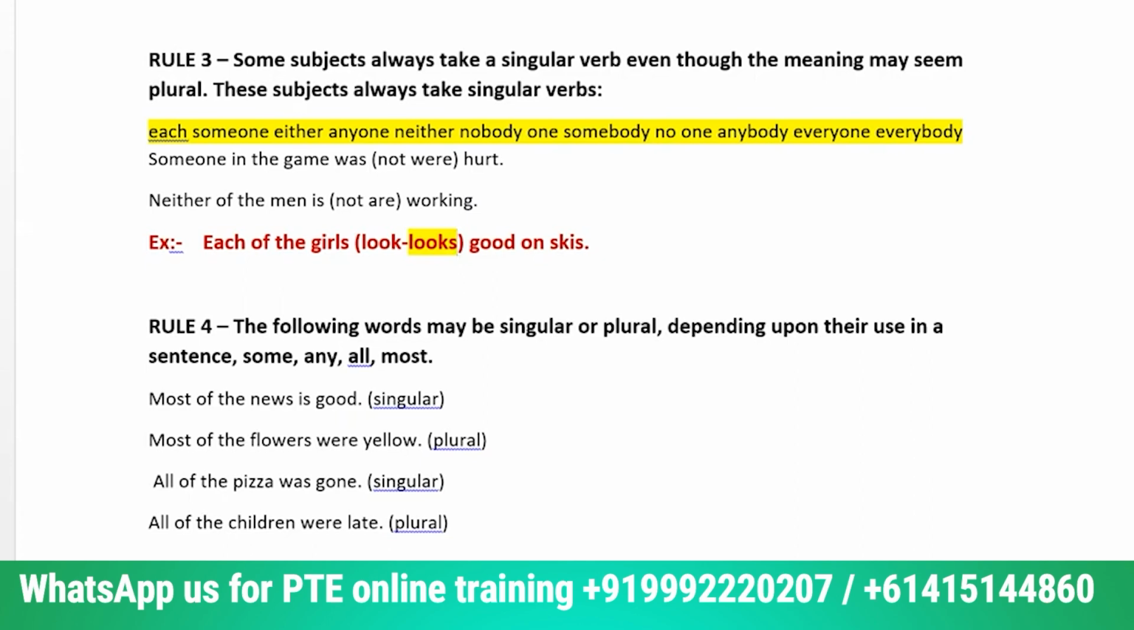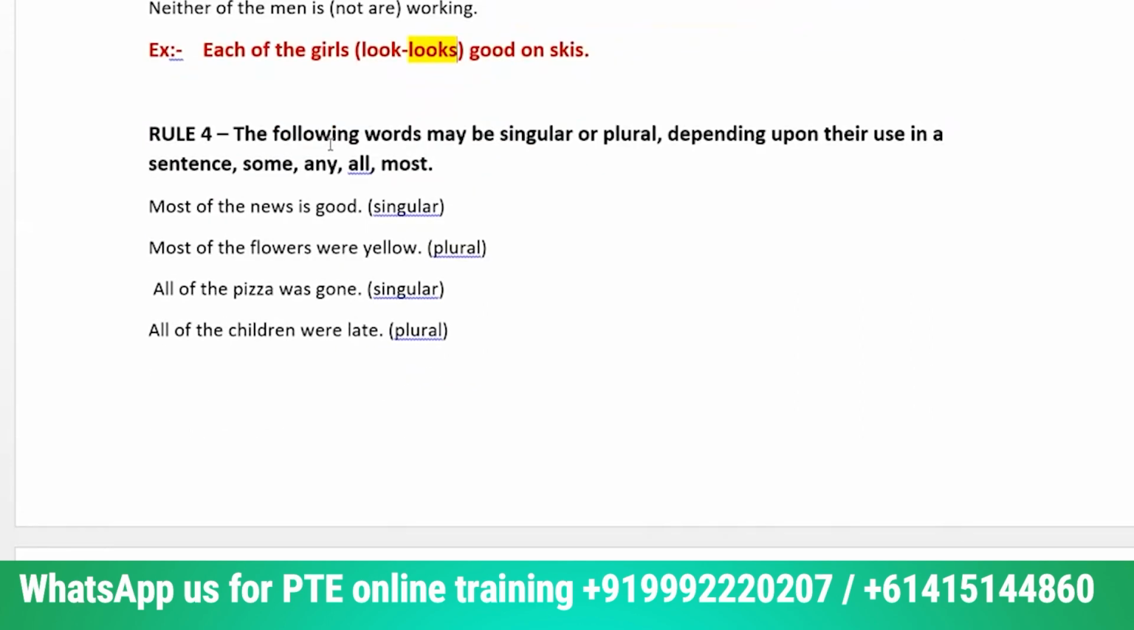Now coming to rule number 4, the following words may be singular or plural depending upon their use, almost. So यहाँ पर आपको subject को actually पढ़ के देखना पड़ता है क्या है subject. So with each, someone, neither, anyone, singular verb is coming. But here you have to see with all and most.